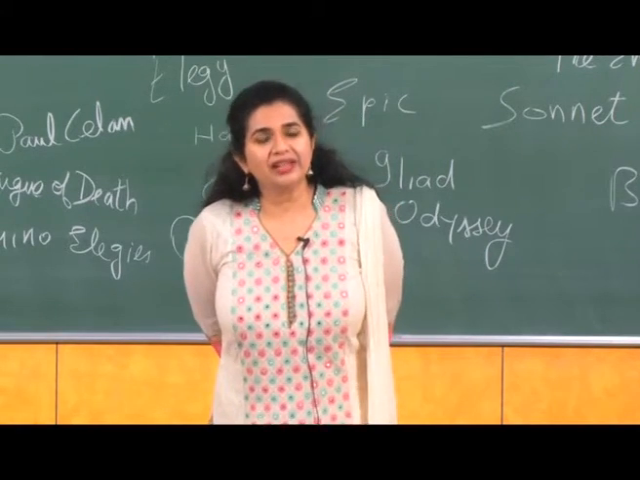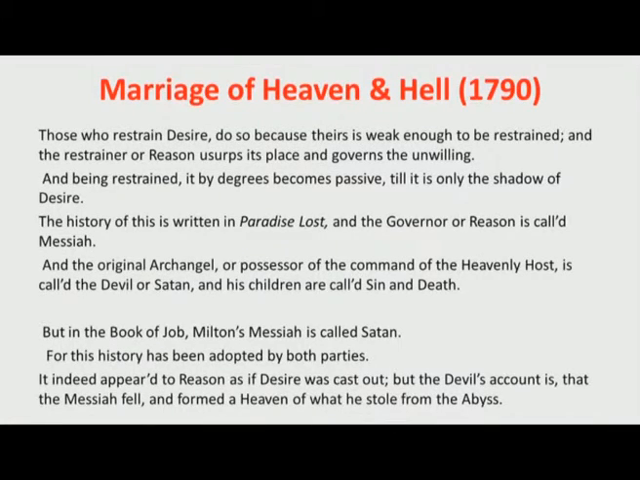So, here is a slide. Please look at an example from The Marriage of Heaven and Hell, the 1790s poem, and please take a look at his style. Those who restrain desire do so because theirs is weak enough to be restrained, and the restrainer or reason usurps its place and governs the unwilling. And being restrained, it by degrees becomes passive till it is only the shadow of desire.